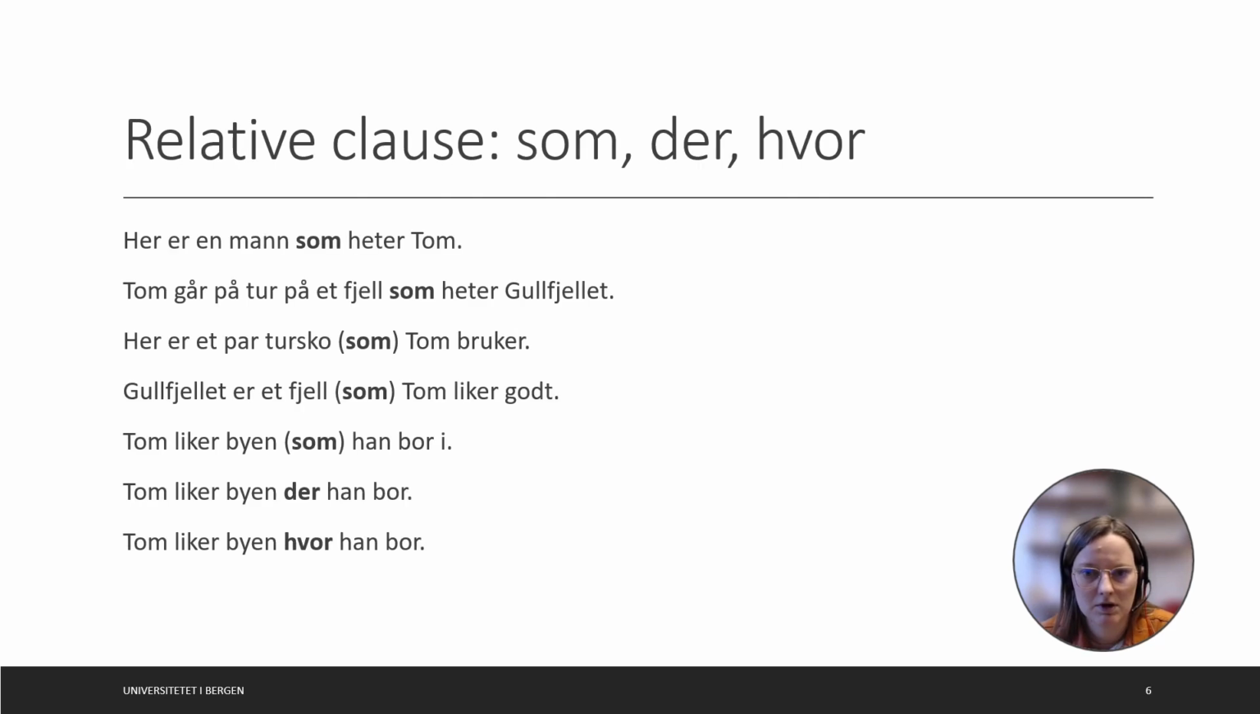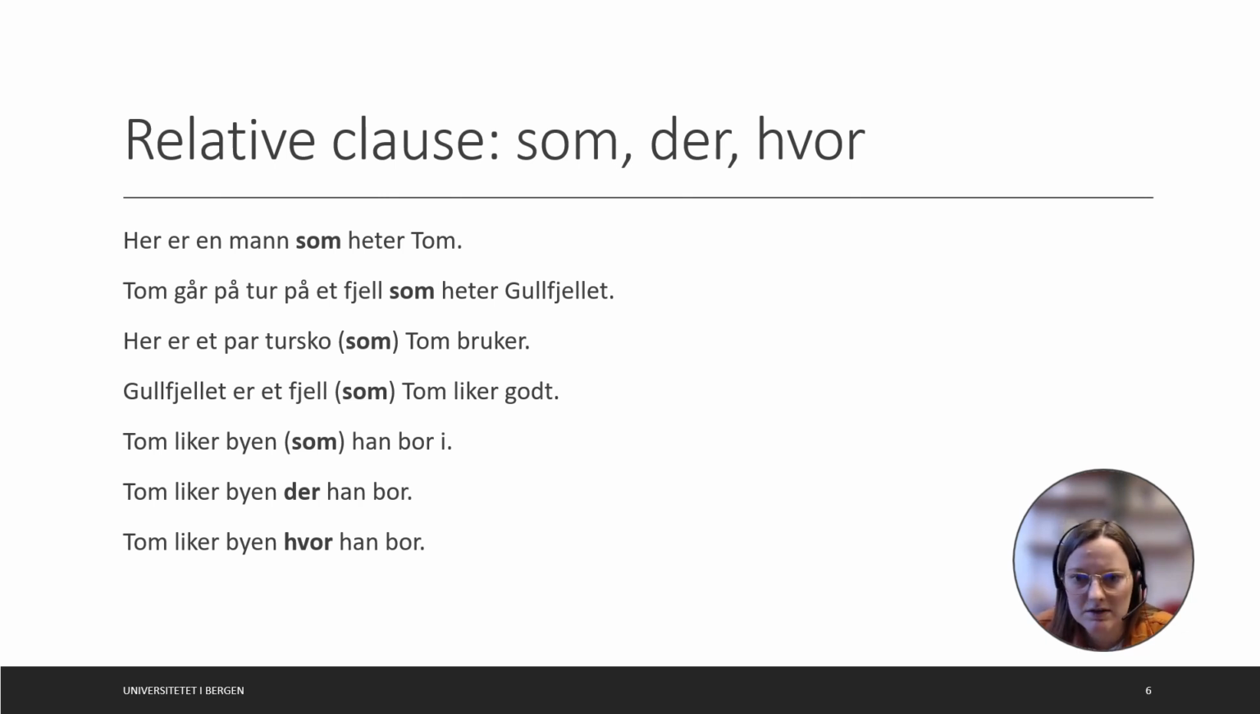When we start a relative clause, we use the subjunction som, der, or hvor. The word som can be translated into multiple meanings in English. It can mean who, which, that, or where. The thing is that the subjunction at can never introduce a relative clause, only indirect speech. So that one, at, always introduces a thought or a quote.